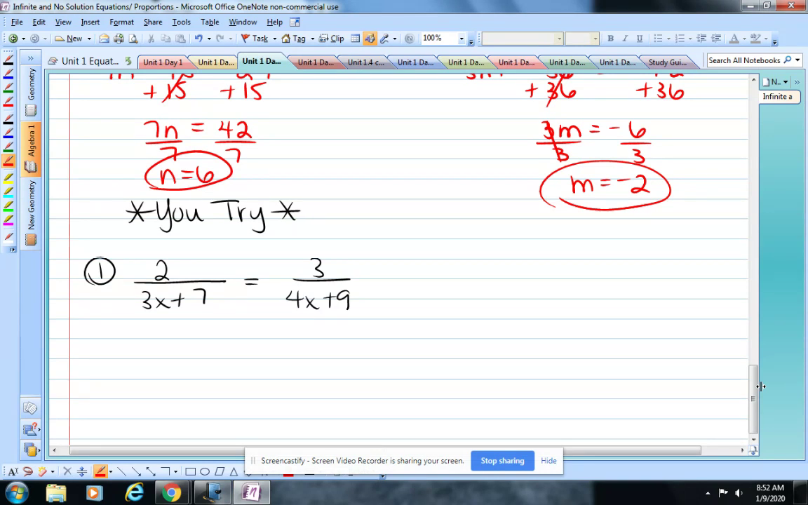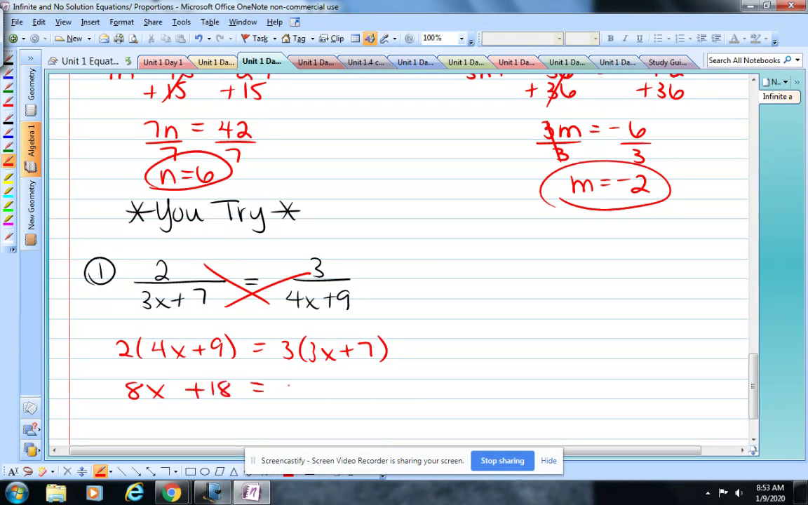All right. So y'all agree with me that's a proportion, right? So how do we solve a proportion? On one side of the equals, somebody tell me what I put on one side of the equals. Okay. 2 parentheses 4x plus 9 equals. All right. So distribute. What's 2 times 4x? What is 2 times 9? Equals 3 times 3x. And 3 times 7.